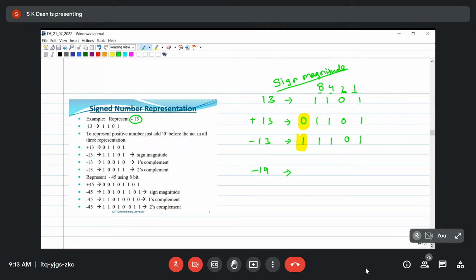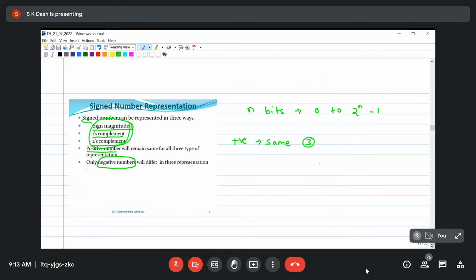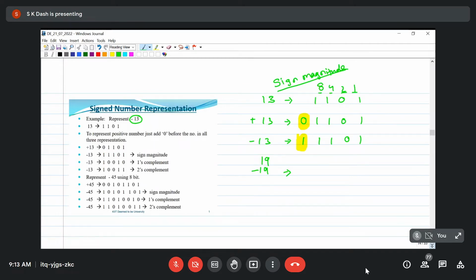So same method. First of all, I want to represent 19. So 19 is what? 16, then 8 will be 0, 4 will be 0, 2 will be 1, 1 will be 1. So this is your 19. Weights are 1, 2, 4, 8, 16. So the number is 10011. If you want to represent minus, you need to add 1 before that.